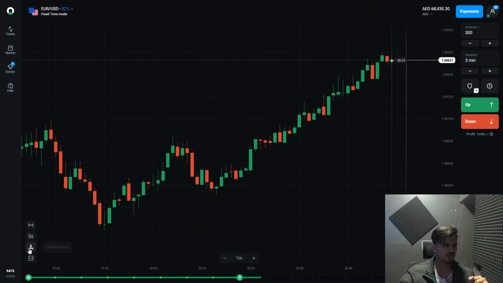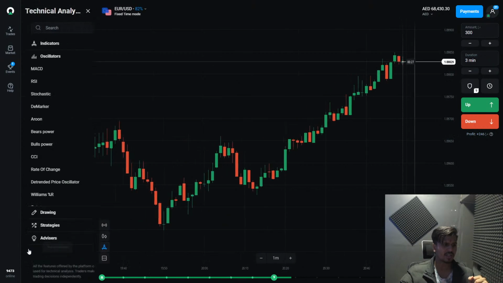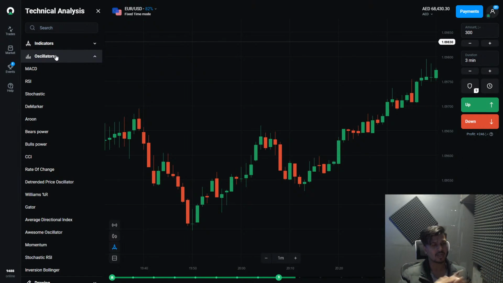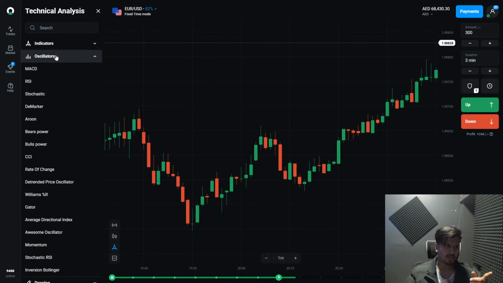After that you have to click on the third option, technical analysis. In technical analysis you can see oscillator and indicator. We are using the oscillator right now, because I think it is the best, and I also make a profit every day according to the momentum. I will show you and inform you about this momentum.